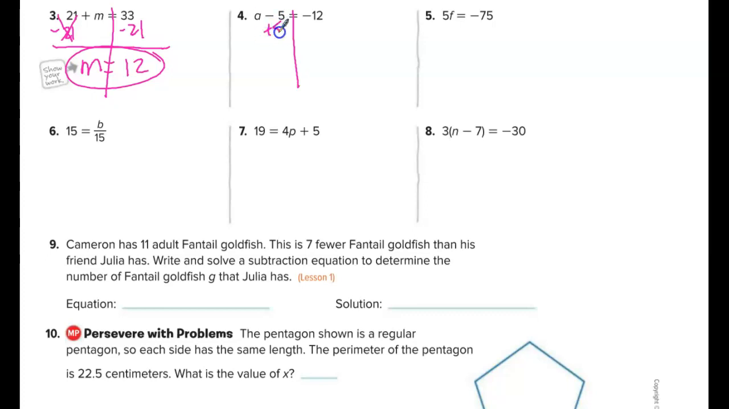Add 5, add 5. So Kylie, what did you get a to equal? Give me a thumbs up if you got a equals negative 7. Do we have to write a? Yes, you will have to.